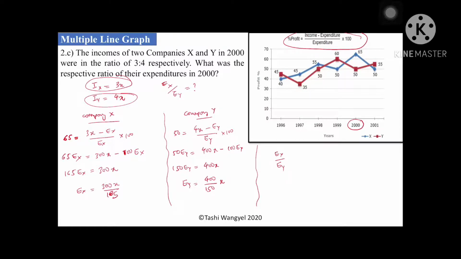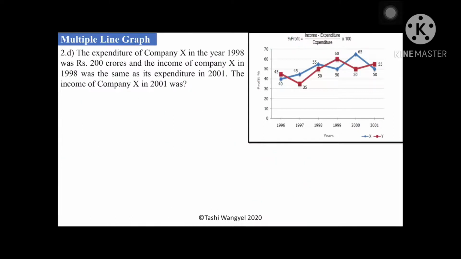The ratio of EX by EY: the value of EX is 300x by 150, and the value of EY is 400x by 150. The x cancels, and 150 by 150 cancels. On the calculator, 300 by 150 divided by 400 by 150 gives 15 by 22. So the ratio of expenditure of company X to expenditure of company Y is 15 is to 22.